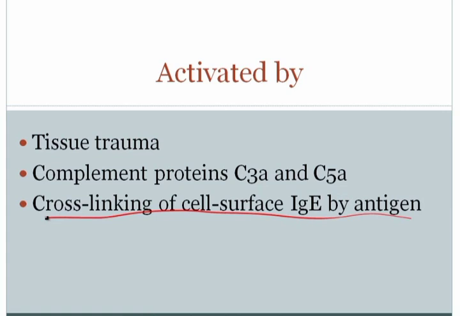So the idea here is that you've got a mast cell, and we know that mast cells express IgE on their surface, and so here's one IgE molecule, and here's another IgE molecule, and if an antigen comes by and cross-links these 2 IgE molecules, that then activates the mast cell. So important to remember that there are 3 ways by which the mast cell is activated. Number 1, tissue trauma. Number 2, complement proteins C3a and C5a. And number 3, cross-linking of cell surface IgE by antigen.